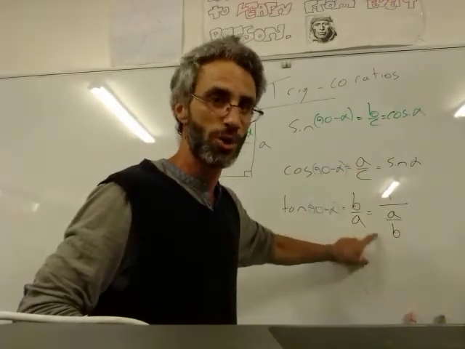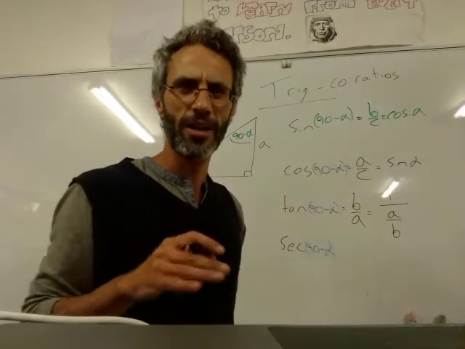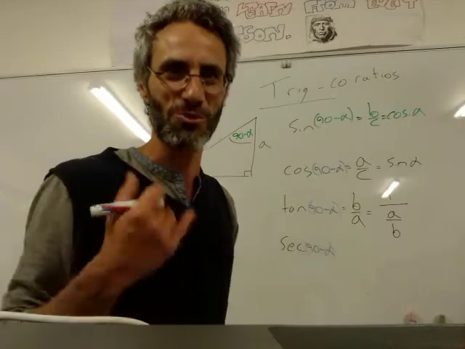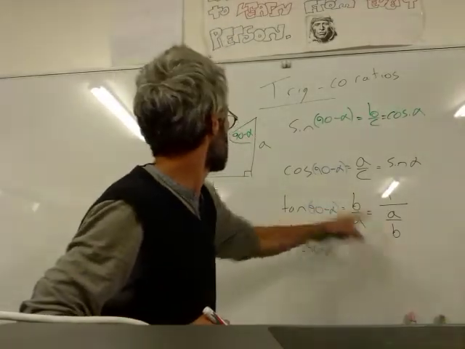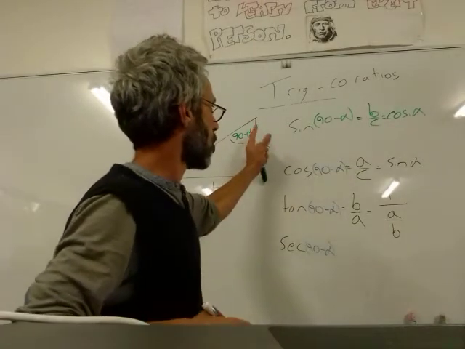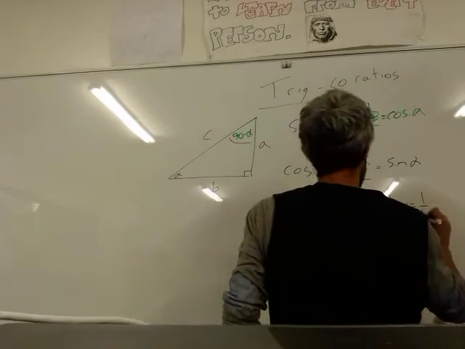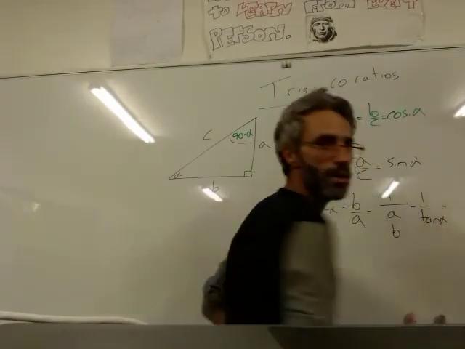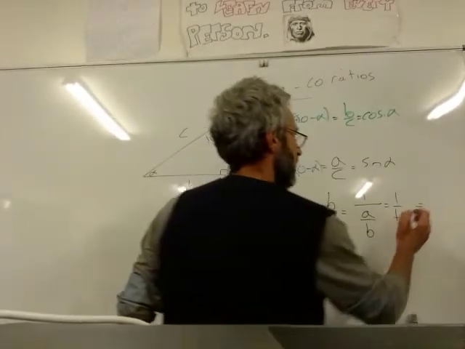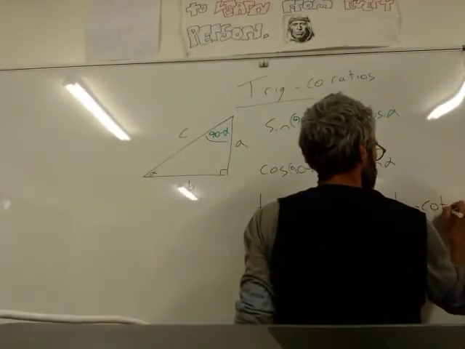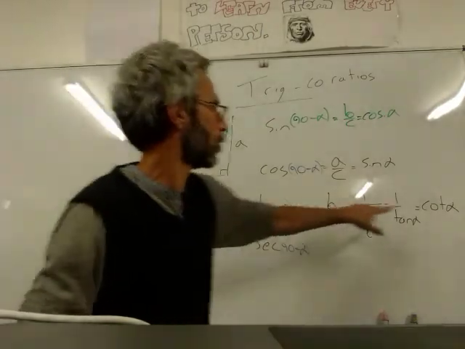So B over A is the same as 1 over A over B. That's very important. If you don't understand why this is true, please let me know. Probably don't do it in the group. Just ask me personally, I'll explain it. Very important. Okay? But what is A over B? A over B, opposite over adjacent, it's tan alpha. So it's 1 over tan alpha, which is cotan alpha. So we've got that relationship between tan and cotan.